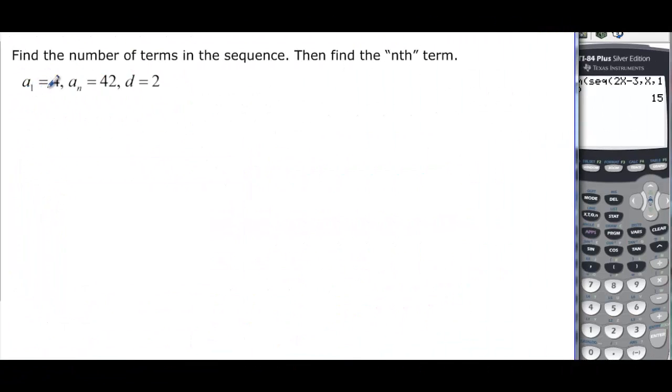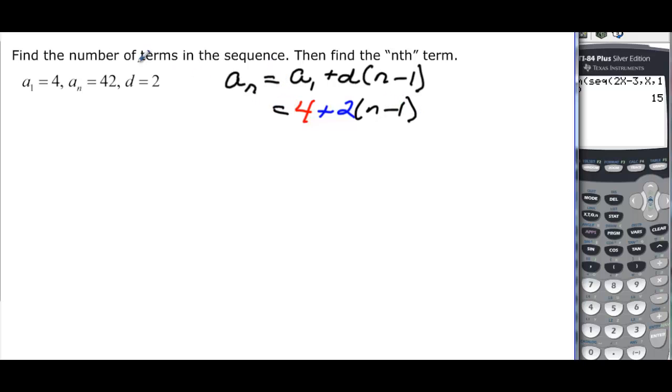Okay, so now they're going to ask us to find the number of terms. So we need to know what that n is. Well, we know that a sub n is equal to 42. And remember the formula again, a sub n is equal to a sub 1 plus your d times n minus 1. Well, let's plug and chug what we know. A sub 1 is 4, and then plus d, but we know that to be 2. And we don't know what the rest of that is, n minus 1, because we're going to try to solve for n. But we do know on this side what a sub n is equal to. It's equal to 42.